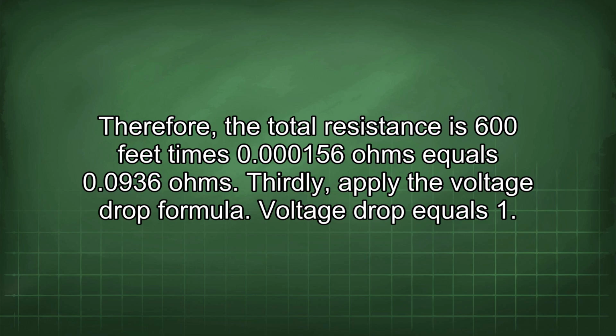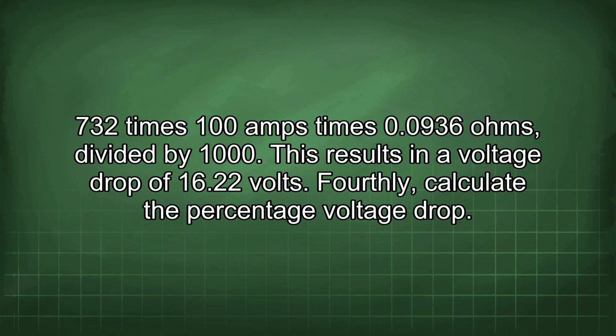Thirdly, apply the voltage drop formula. Voltage drop equals 1.732 times 100 amps times 0.936 ohms divided by 1000. This results in a voltage drop of 16.22 volts.